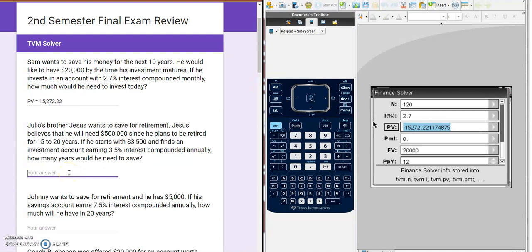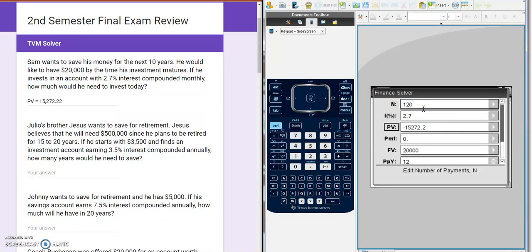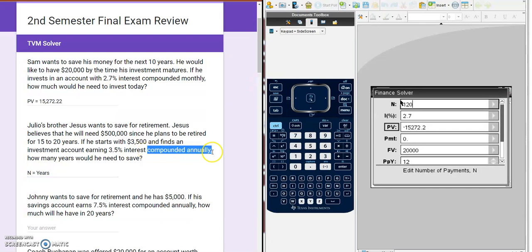Julio's brother Jesus wants to save for retirement. Jesus believes that he will need $500,000 since he plans to be retired for 15 to 20 years. If he starts with $3,500 and finds an investment account earning 3.5% interest compounded annually, how many years would he need to save? All right, so that means we're trying to find N, and then figure out years. In this case, N equals years because the interest is compounded annually.